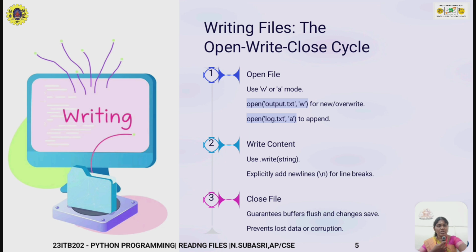If you want to add a new line, you have to explicitly use \n. Next, closing the file guarantees the buffer flush. Even to prevent lost data and corruption after writing, you have to close the file. This is the cycle of opening, writing and closing the file.